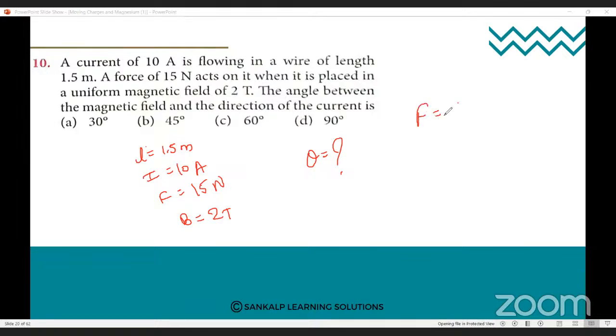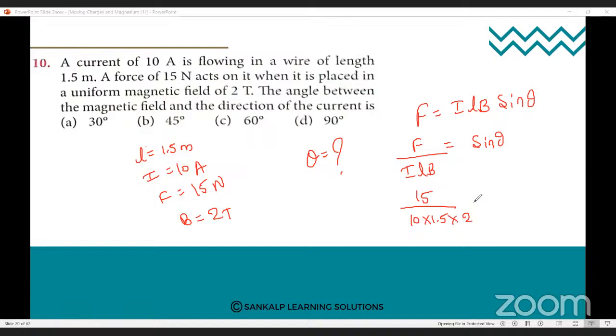So as we know, the magnetic force is given by ILB or BIL sin theta. We need to calculate the angle. Therefore, sin theta is equal to F divided by ILB. F is how much? It is 15 divided by 10 into 1.5 into 2, which is equal to sin theta. Option A, yes, correct.